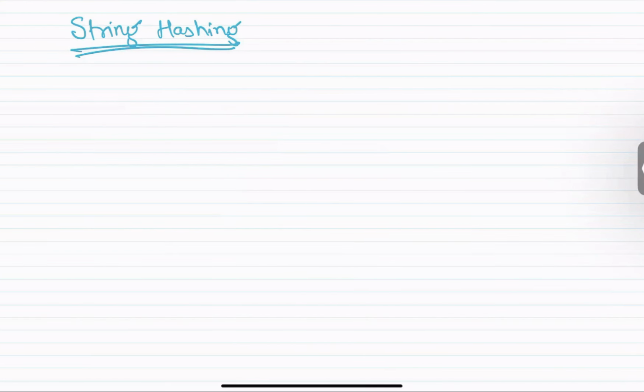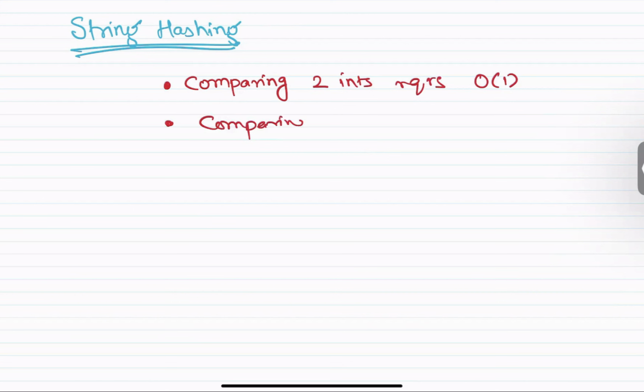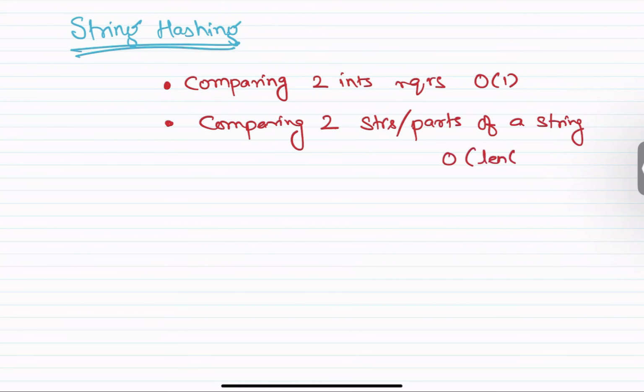The idea, or you can say the motivation, comes from one part. If you have to compare two integers, how much time is required? Constant time. Comparing two ints requires constant time. But comparing two strings requires order of length of the string. Two parts of a string require order of length of that part time.